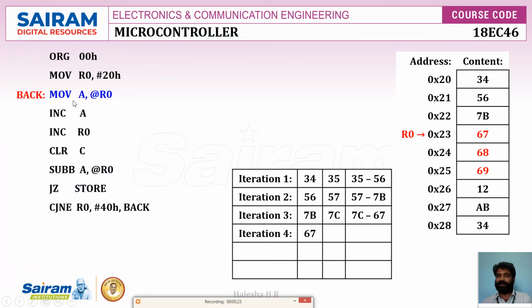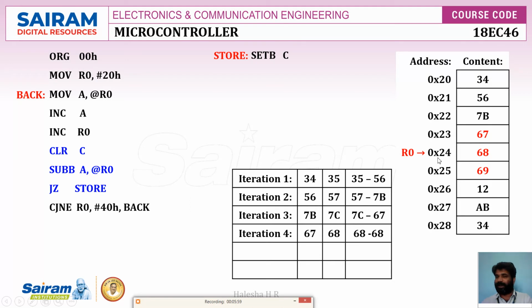Execute the first instruction from the back, that is, get the number 67, increment it, it becomes 68, increment the pointer, and then do the comparison by the subtraction instruction. So 68 minus 68, now they are equal, because the result is 0. So jump on zero, it will come out of the loop. We stop the comparison process and go to store. There it sets the carry flag, and R0 is pointing to the second address.